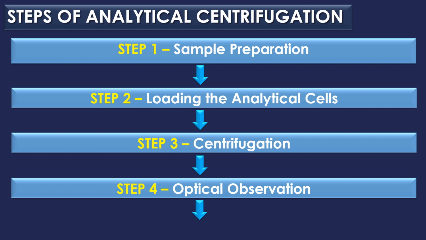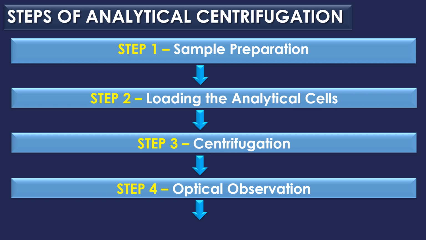Step 3 is centrifugation. The ultracentrifuge is operated to generate a centrifugal force that causes the biomolecules in the sample to migrate through the solvent. This migration occurs radially outwards from the center of rotation. The centrifugation is performed at high speeds, typically in a range of tens of thousands to hundreds of thousands of revolutions per minute.